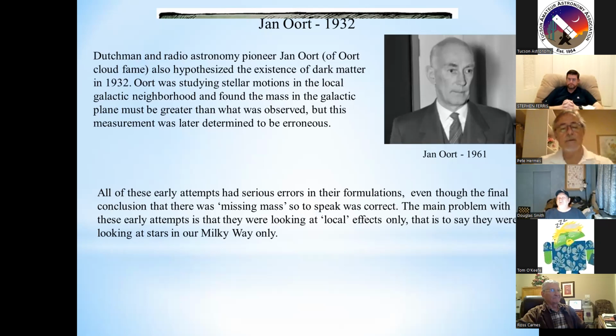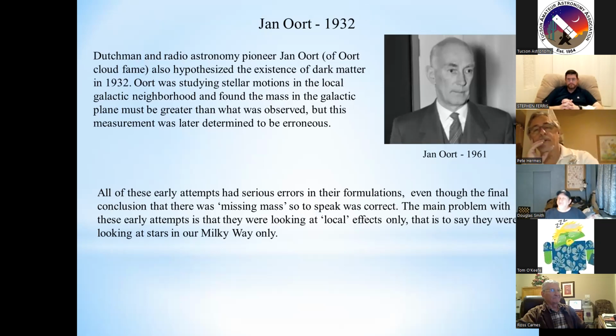What Oort did was he was studying the stellar motions in the local galactic neighborhood, in our own Milky Way still, and came to the conclusion that the mass in the galactic plane must be considerably greater than what you could see. And again, this turned out to be an erroneous calculation, but it's an interesting one. And when you think about it, all these people, and there were others, but these are the three main ones that did it at this time.